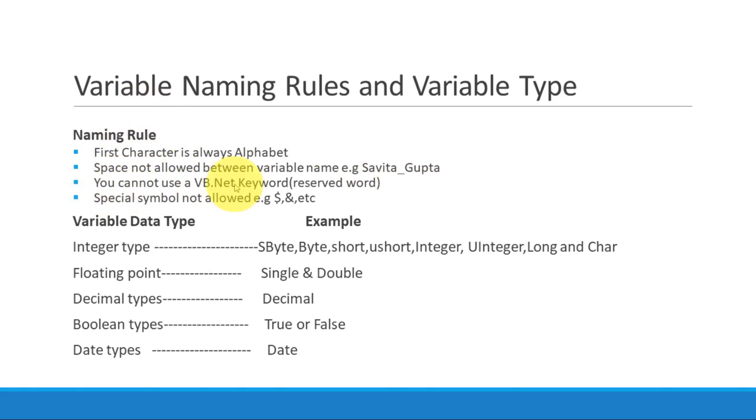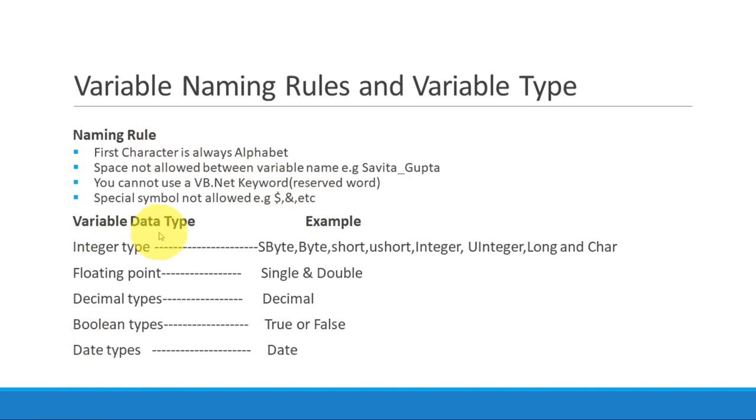Now you cannot use VB.NET keywords. We have already discussed keywords are the reserved words which are already defined in the VB.NET language. So a variable name is always user defined. We cannot take those keywords which are already in VB.NET for naming the variable. Special symbols are not allowed, for example dollar, ampersand, etc. are not allowed while naming the variable.